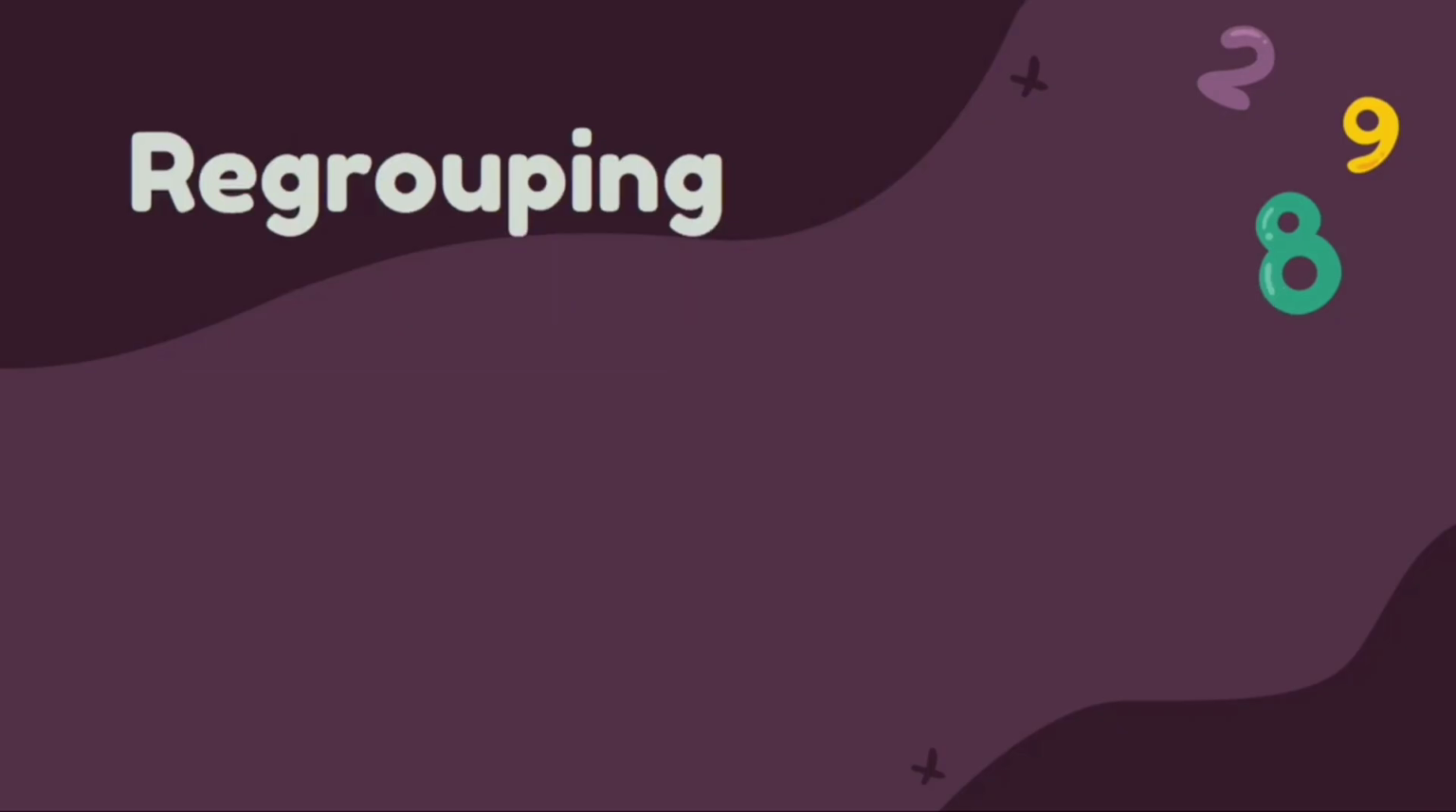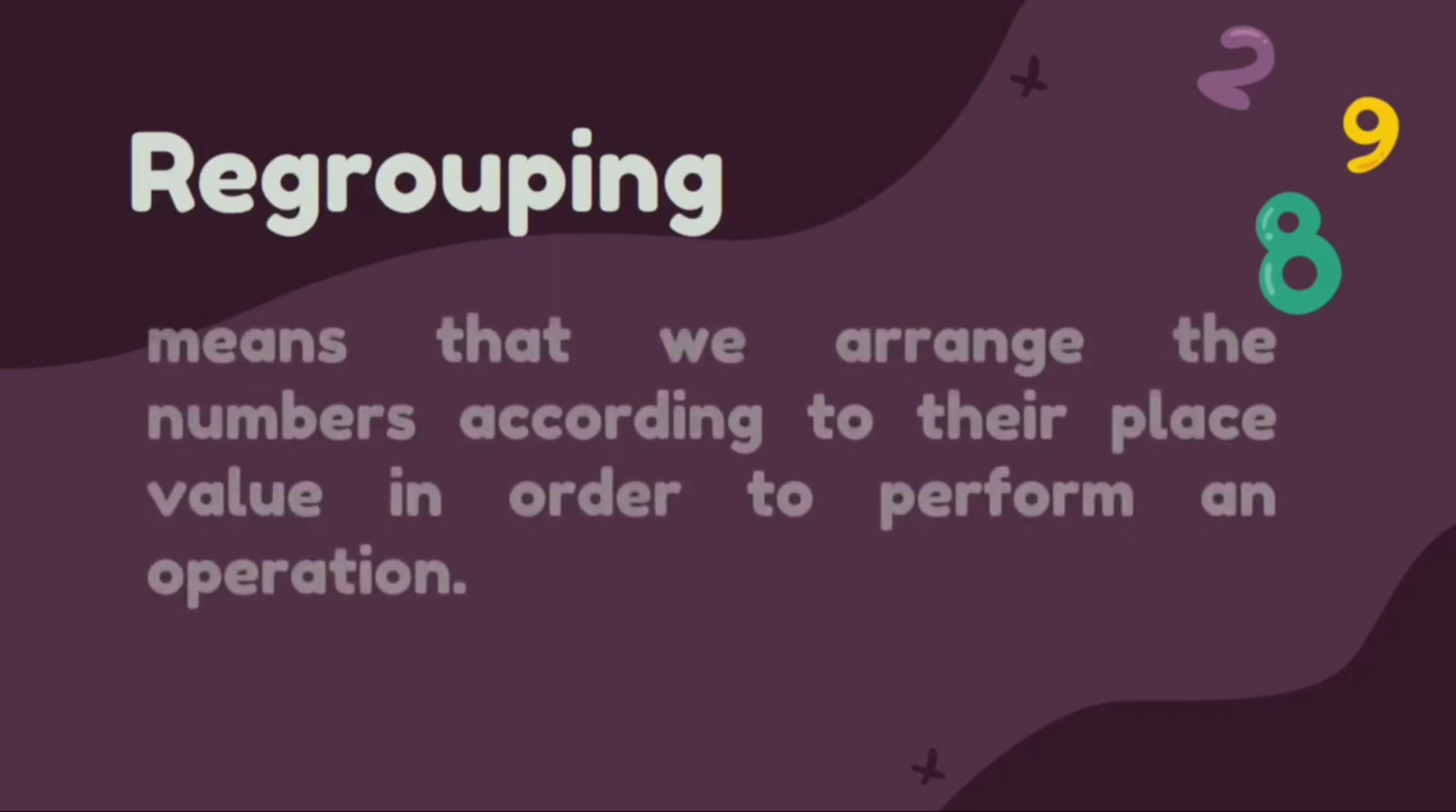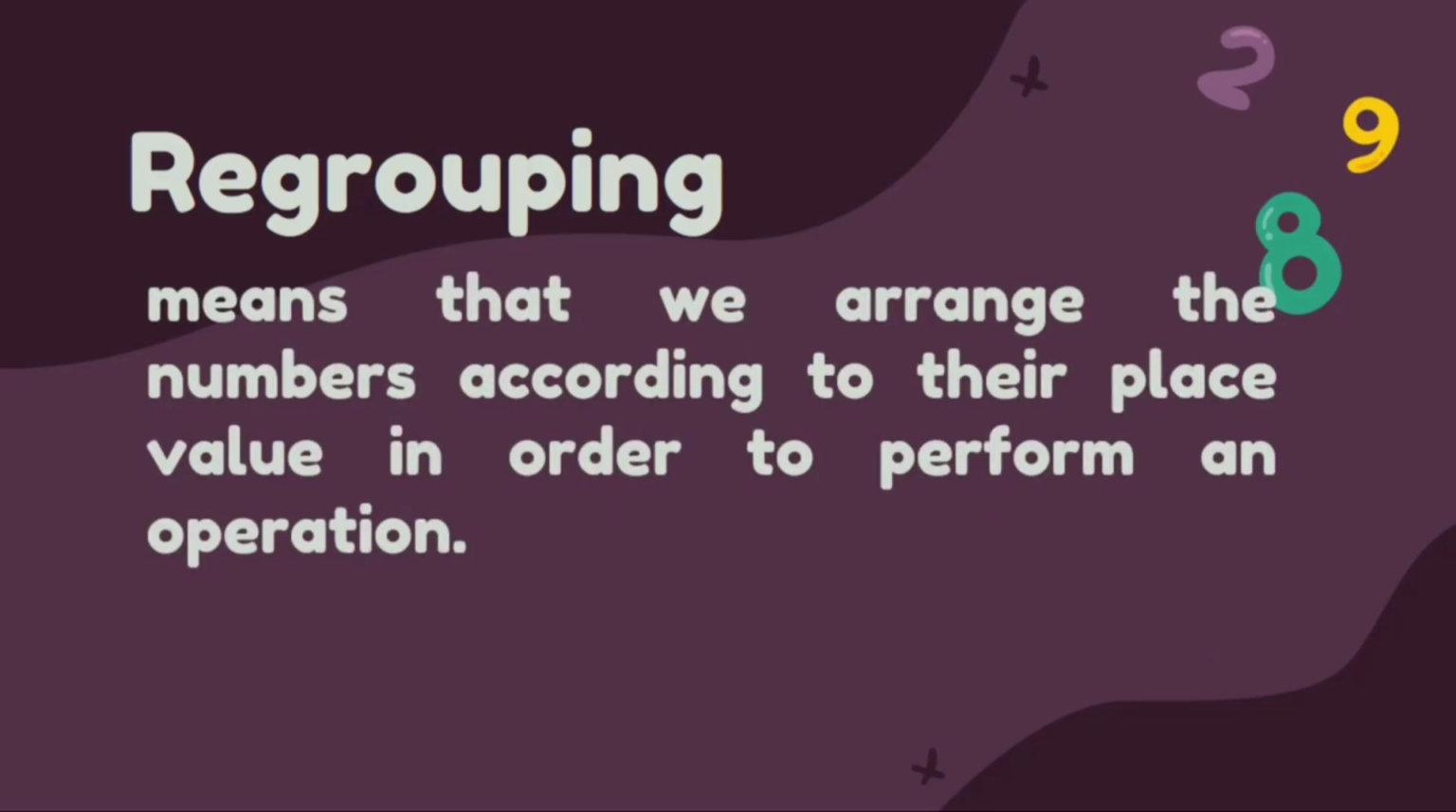Next is regrouping. When we regroup, this means that we arrange the numbers according to their place value in order to perform an operation.